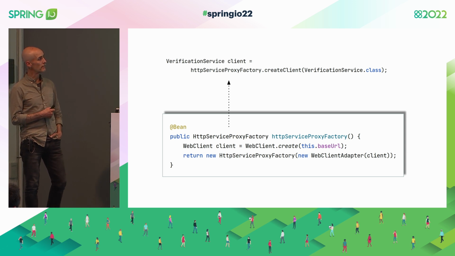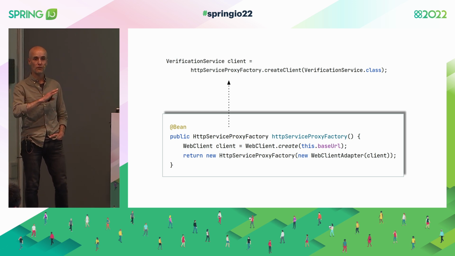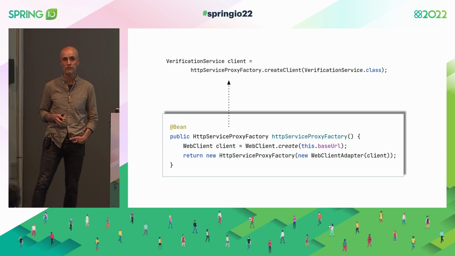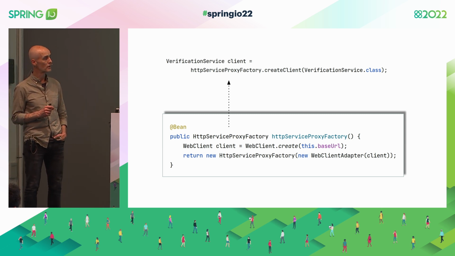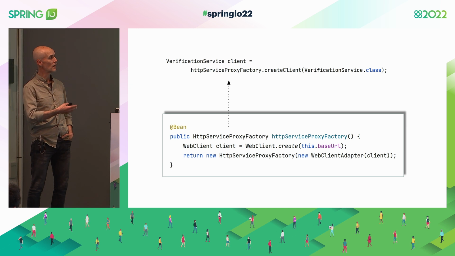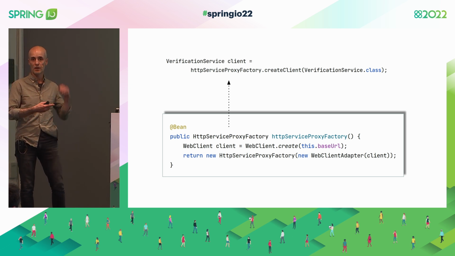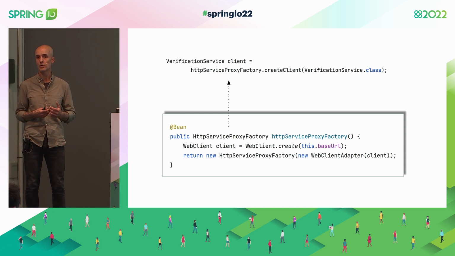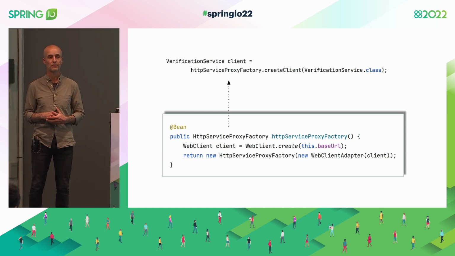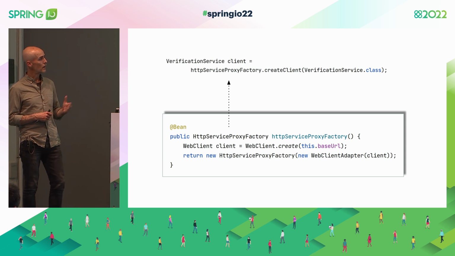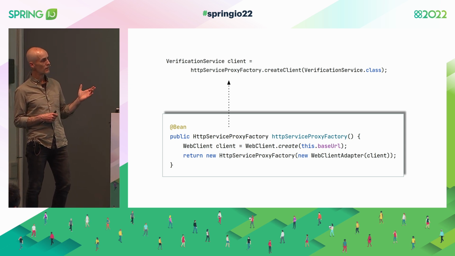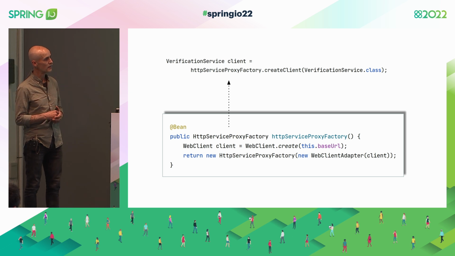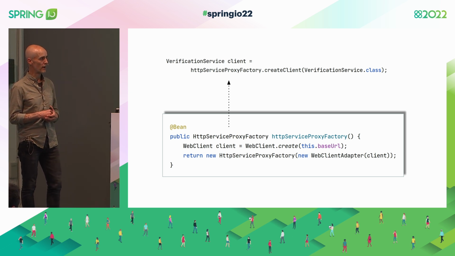So how do we create one of these things? There is the HTTP service proxy factory. Again, this should feel familiar if anybody's ever looked at the remoting stuff from before. There's a proxy factory, in this case for an HTTP service. You can also imagine one for an RSocket service or maybe a GraphQL one to come. And we're going to pass it the WebClient. This is mainly what it's supported with right now.